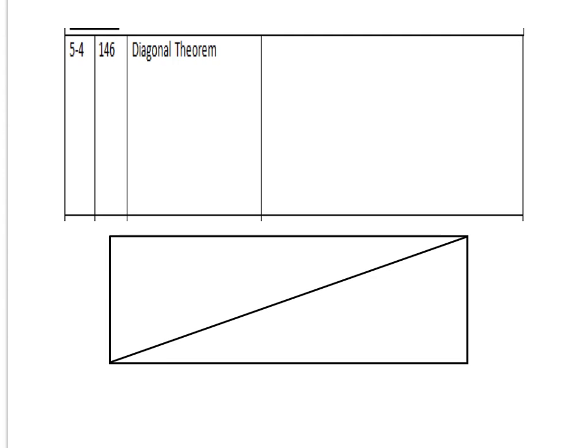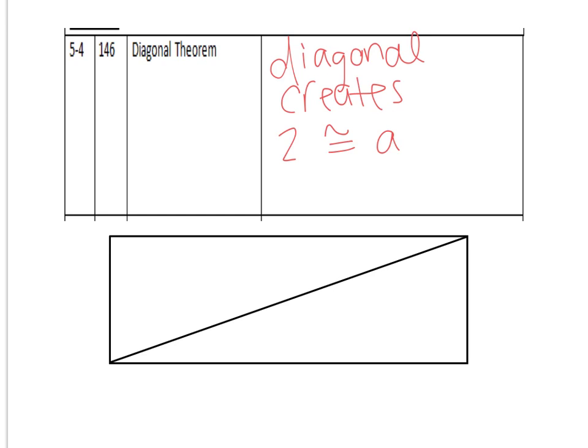Okay, so with diagonals, there's the diagonal theorem. And the diagonal theorem says if you have a diagonal in a parallelogram, then the diagonal creates two congruent angles. So to simplify that, we'll just say a diagonal creates two congruent angles. And we'll show you here in this picture what that really means.